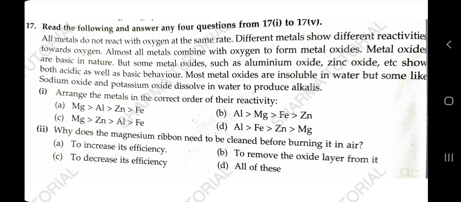We know magnesium is the most reactive metal, and after magnesium, out of aluminium, zinc and iron, the most reactive is aluminium. Now between zinc and iron, the more reactive is zinc, and at last iron. So this is the order: magnesium is greater than aluminium, aluminium is greater than zinc, and zinc is greater than iron. Which option matches our answer? Option A. So option A is the correct answer.